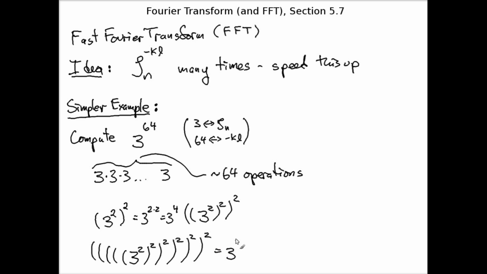And how many operations is this? It's repeated squaring. You had to square a number 1, 2, 3, 4, 5, 6 operations.